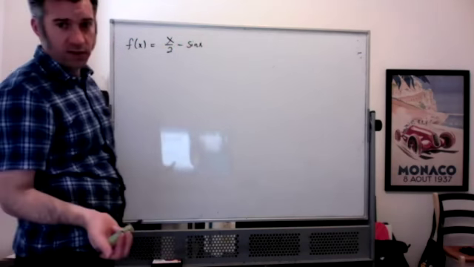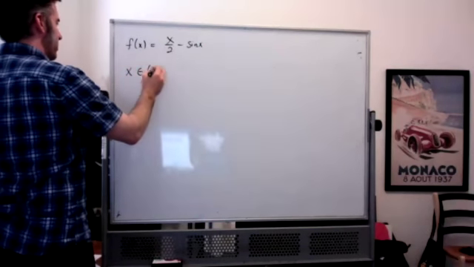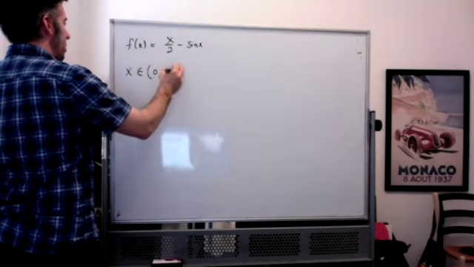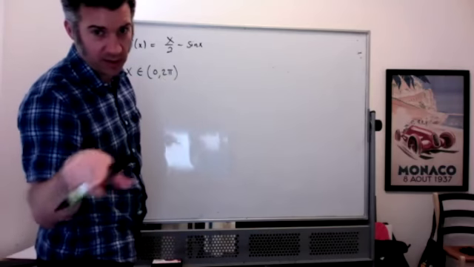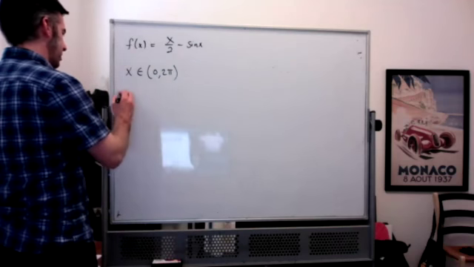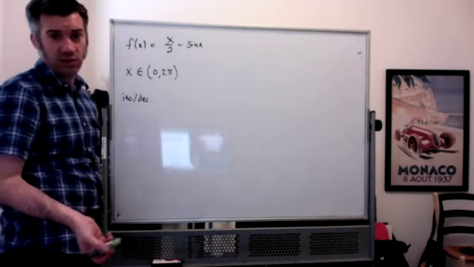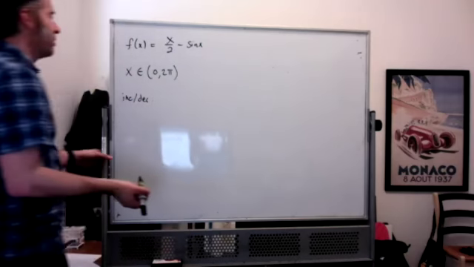And I want to know where it's increasing, decreasing on the interval where x is an element of 0 to 2 pi, not including the endpoints. At least that's the way it's written there, which is usually the case if we're talking about increasing, decreasing. I might also look at concavity just because it's usually something we also look at. Well, let's look at increasing, decreasing.